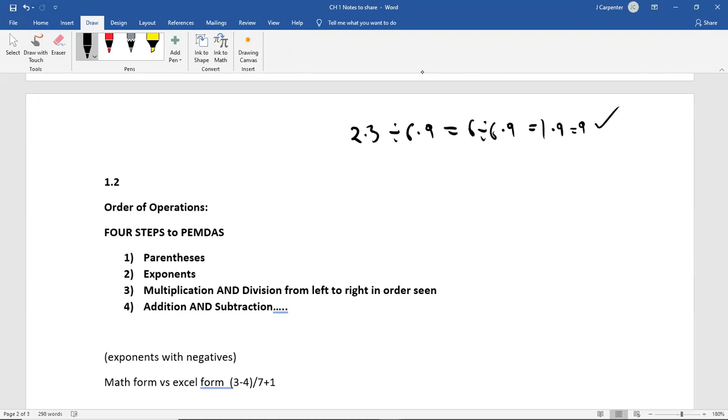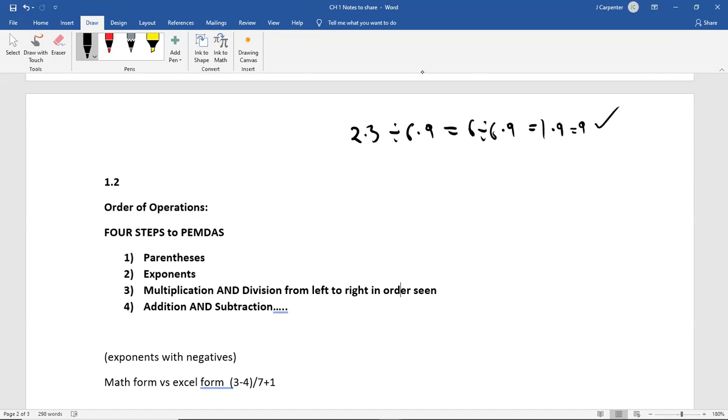The same goes for additions and subtractions. They count as the same step. So if you see addition, subtraction, addition, subtraction, addition, subtraction, you do them in that order from left to right. It's only when you start mixing up additions with multiplications or subtractions with multiplications or divisions or anything like that, that it's not just left to right.